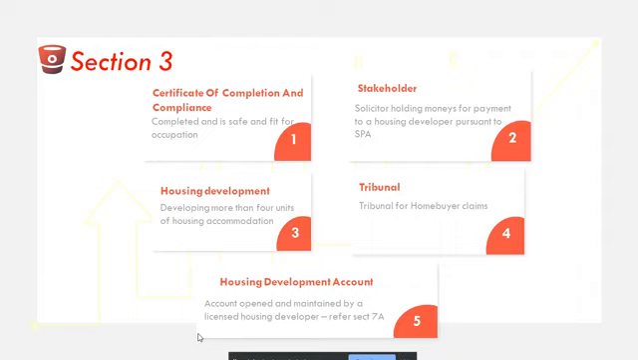We will learn about the tribunal for home buyers later in this chapter. Last is the housing development account. Every licensed developer should open and maintain a housing development account with a bank or finance company for each housing development undertaken by the licensed developer. We can refer to section 7A. We will learn this later in this chapter.